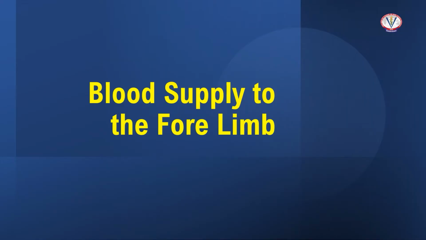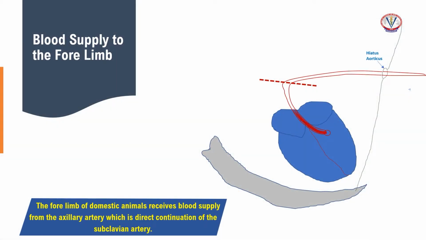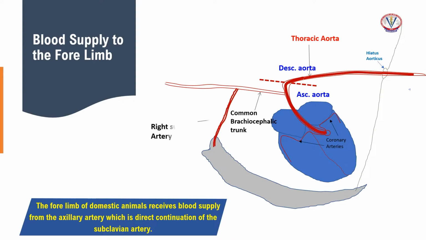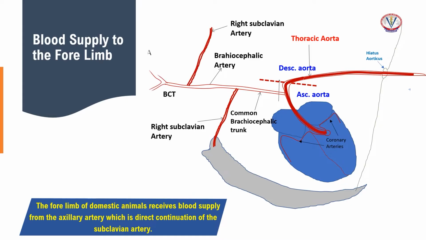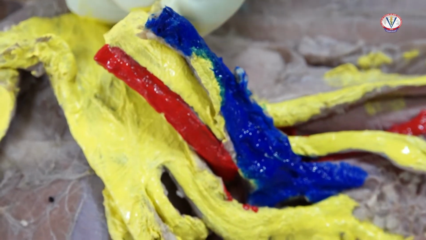Now let's learn about the blood supply of the forelimb. The forelimb of the domestic animals receives blood supply from the axillary artery, which is a direct continuation of the subclavian artery outside the thorax. It has numerous branches. We'll learn one by one.